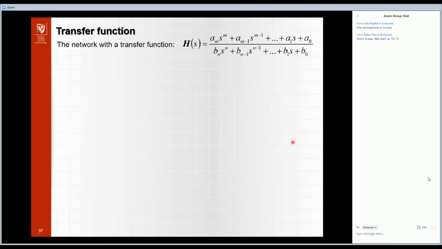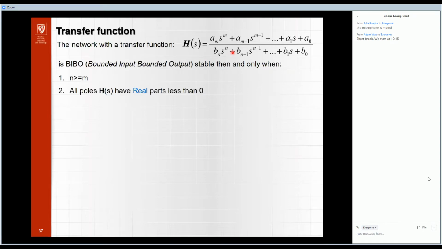The network with this transfer function formula is BIBO stable. BIBO means bounded input, bounded output stable, if and only if n is equal to or bigger than m. So m is connected with the denominator, and it is the degree of the denominator polynomial. And the second condition: all poles of this transfer function have real parts less than 0. So all roots of the denominator are in the left part of the S plane.